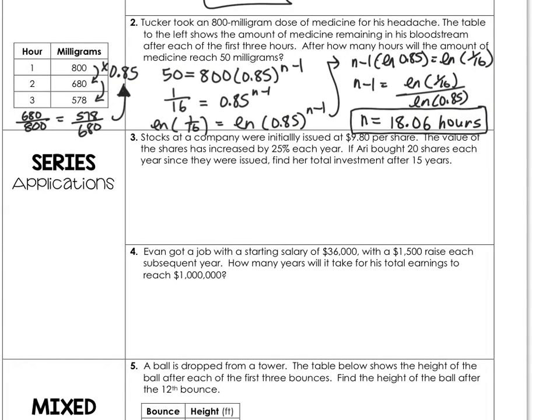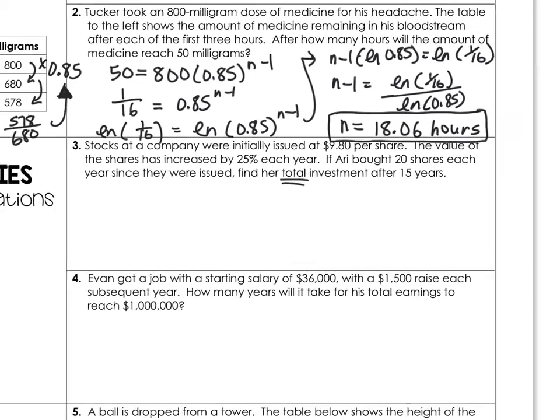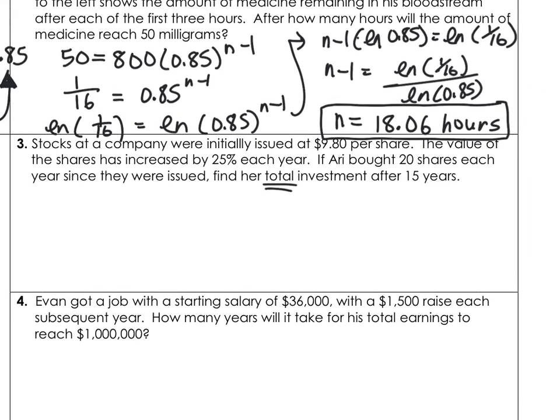Okay, on the series ones, it is talking about sum, and we know that because of this word total right here. So we're talking about stocks at a company that were $9.80 per share. The value of the shares has increased by 25% each year. If Ari bought 20 shares each year since they were issued, find her total investment.